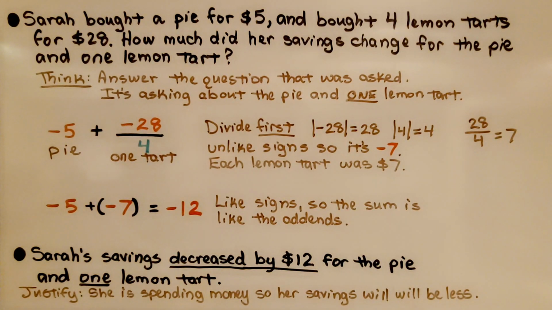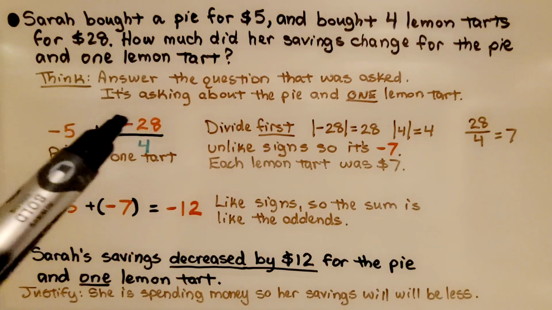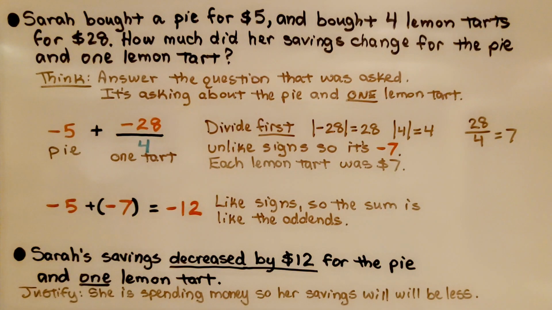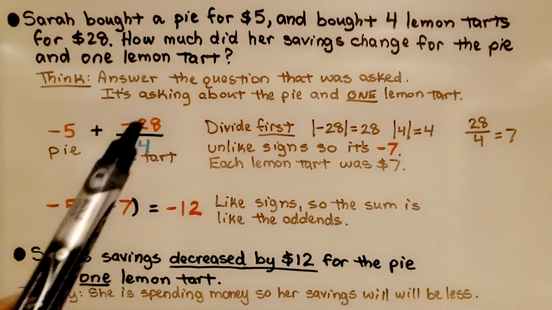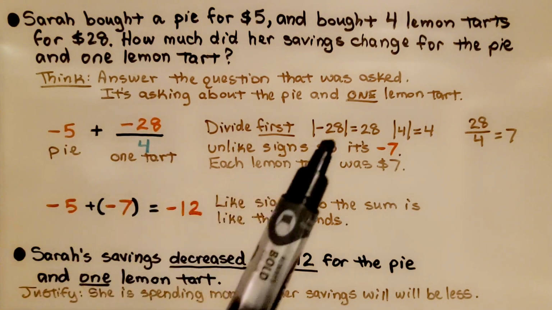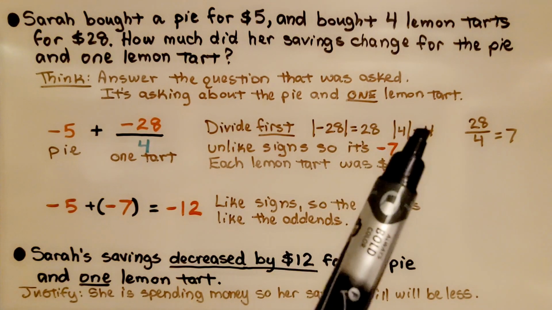So we have a negative 5 that she spent on the pie, and she spent $28 for 4 lemon tarts. To find 1 lemon tart, we need to do the $28 she spent divided by the 4 tarts. So we divide first. According to the order of operations, it tells us to multiply or divide before adding or subtracting. So we're going to simplify this fraction first. It's a division problem. The absolute value of negative 28 is 28. The absolute value of 4 is 4.